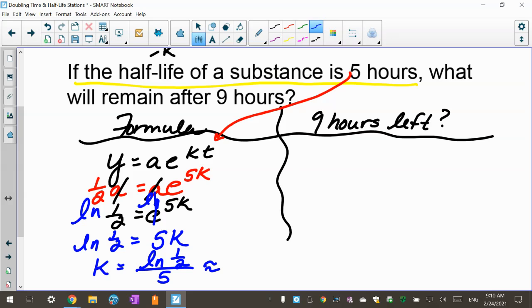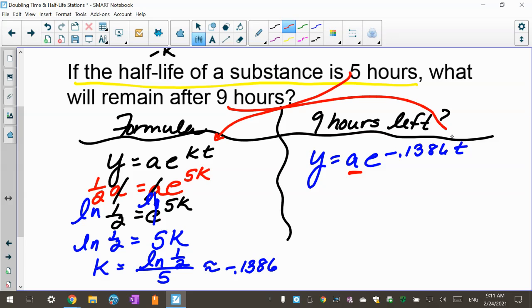And I know it's going to be negative, right? So when I do this, I get negative 0.1386, which is a decay rate of 13.86% continuously per hour. All right? So here's my formula. Now, this one's weird because people go, well, how am I supposed to tell you what's left after 9 hours when I don't even know what A is? Well, don't worry about it. You can talk about it as a percentage of what's left. So the 9 you're going to put here.